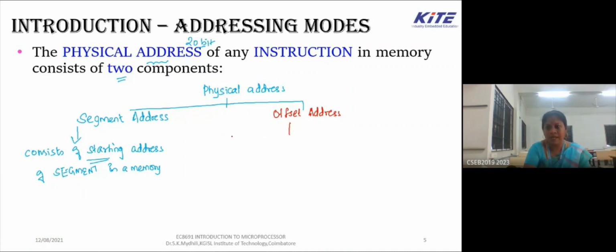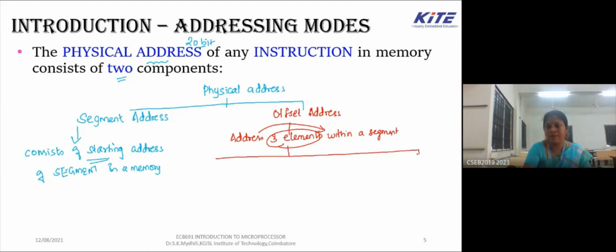It is the address which is having three elements within a segment, or it is nothing but the address within a segment, which is classified into three types. So what are those three types? We'll see it one by one.